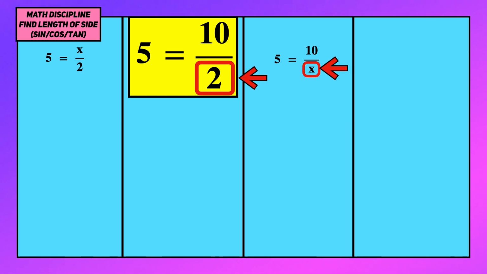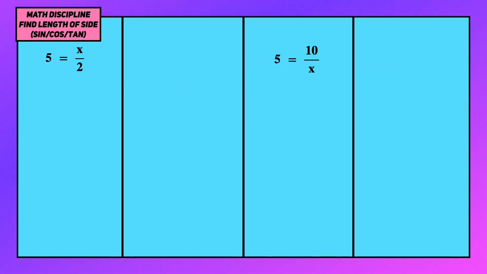Now let's go through the process of solving our equation on the left. We want to isolate the x variable on one side of the equation, so we have to move the number 2 to the left side. We do this by doing the opposite of dividing by 2, which is multiplying both sides of our equation by 2. This causes the 2's on the right side to cancel out. Now we have x is equal to 2 times 5, so x equals 10.